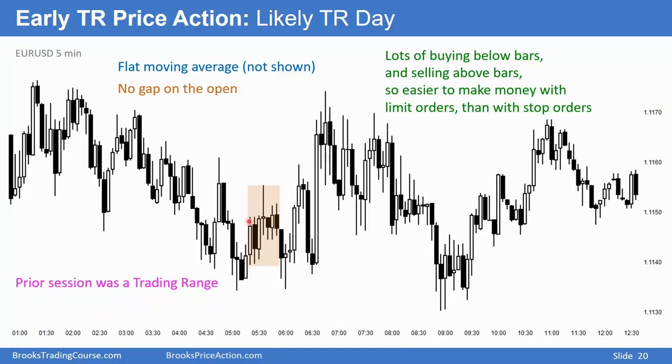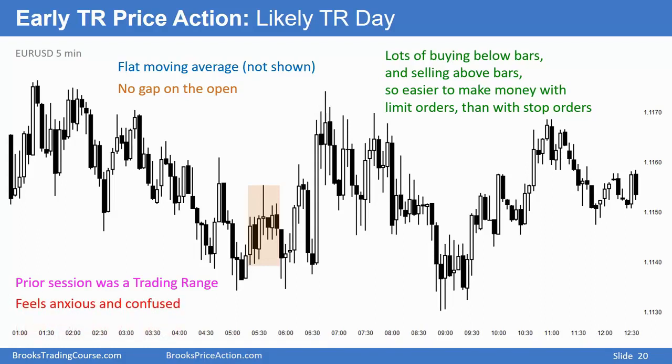And then the prior session was a trading range, or it had a lot of trading range price action. This part of it is a bear trend, but it's mostly a trading range. It looks more like a broad bear channel with lots of reversals, basically a trading range that sloped somewhat down.